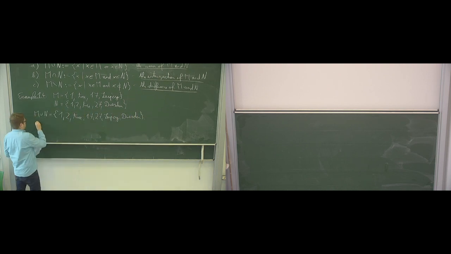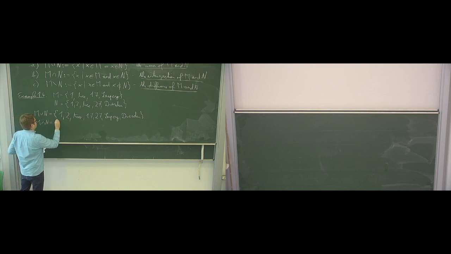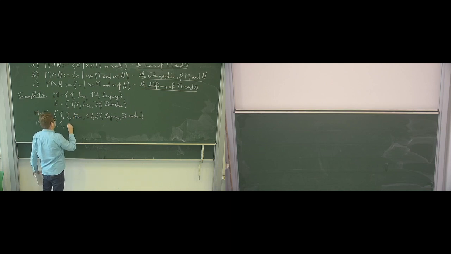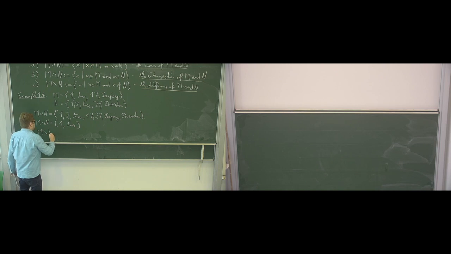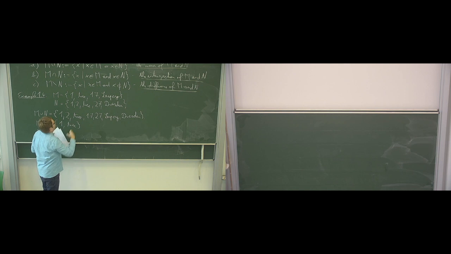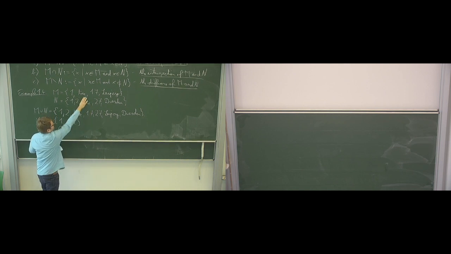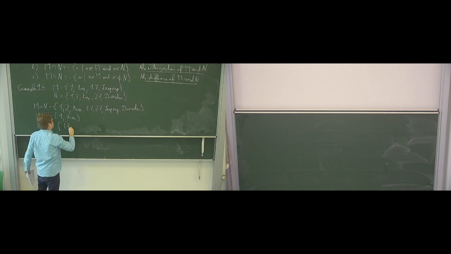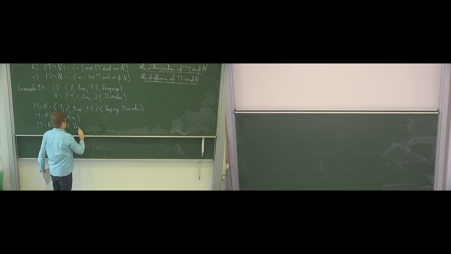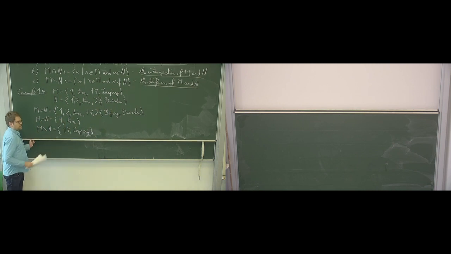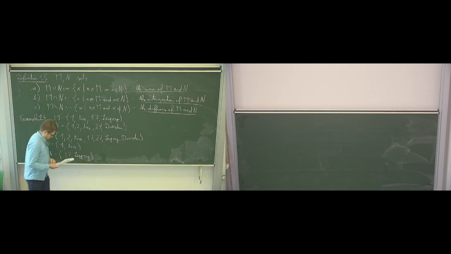Okay, now the intersection. So those elements which are in both sets, and if we take a close look, it's not that many. 1 is in both and 3 is in both. Finally, M without N. So everything in M which is not contained in N. So 1 and 3 are contained in here. So the difference here is just the remaining elements, 17 and Leipzig. And we don't care at all about these elements which are not contained in M. So this would be the very basic example.